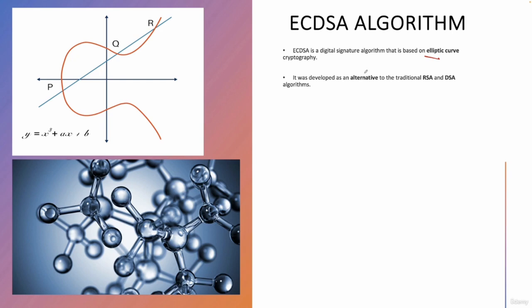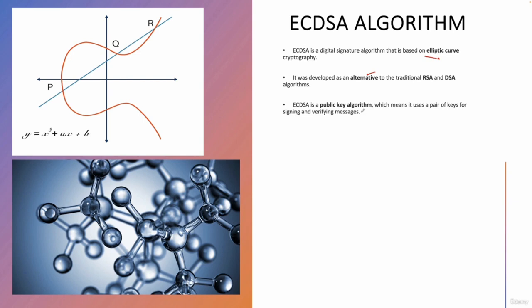It was developed as an alternative to the traditional DSA and RSA, right? Quite important. The RSA and DSA algorithms were already there in the market, but the scientists, the cryptographers, wanted to work further on it and improve upon those algorithms. That's why the elliptic curve algorithm came as an alternative to those.